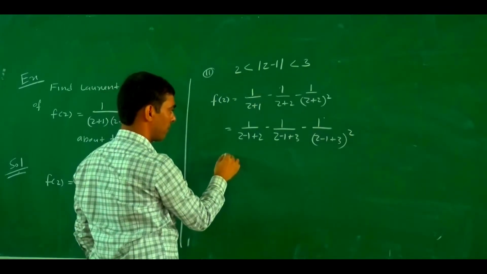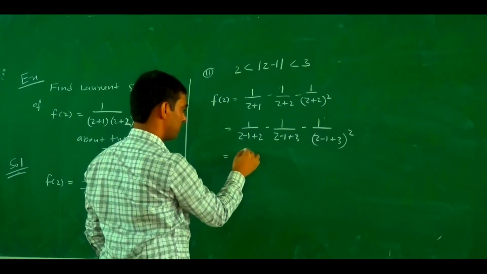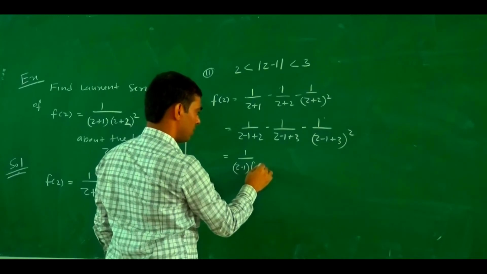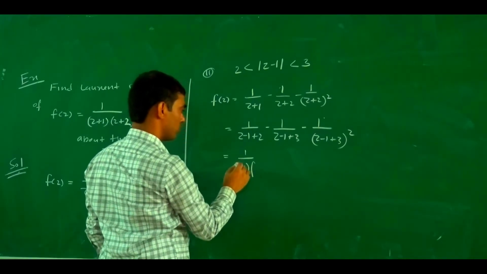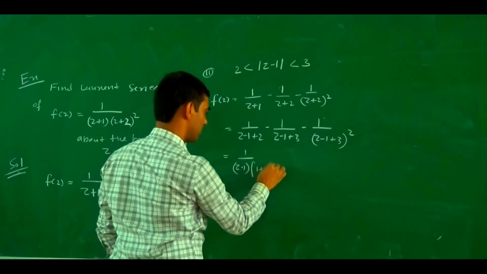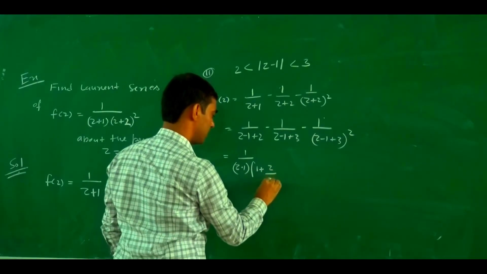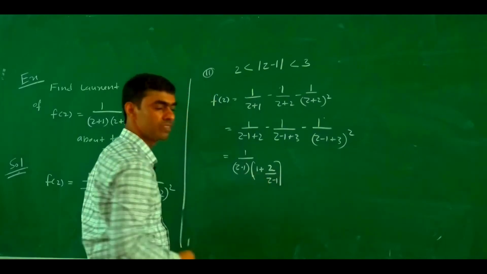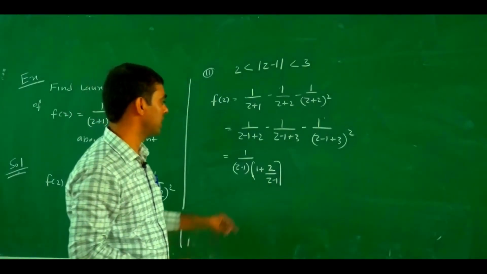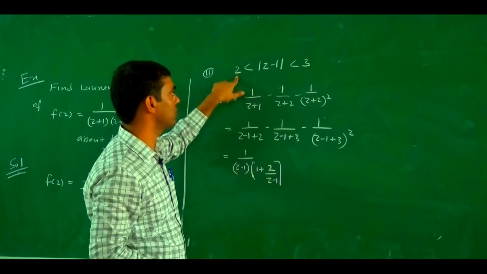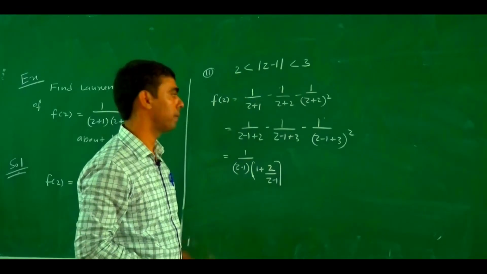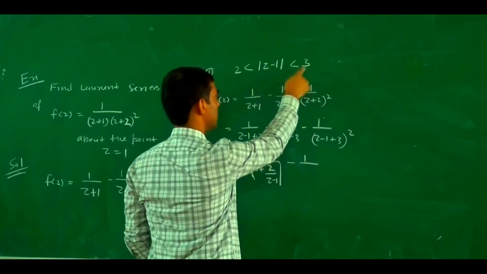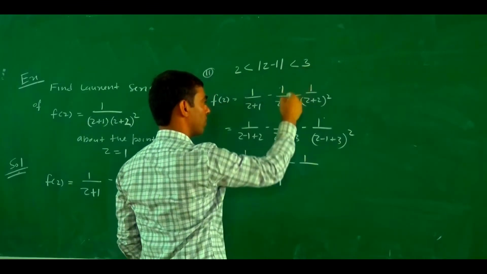So here we write z minus 1 outside, this becomes 1 plus twice upon z minus 1. Why do we write twice upon z minus 1? Because twice upon z minus 1 will come out less than 1. And here, minus of 1 upon z minus 1 divided by 3 is less than 1.